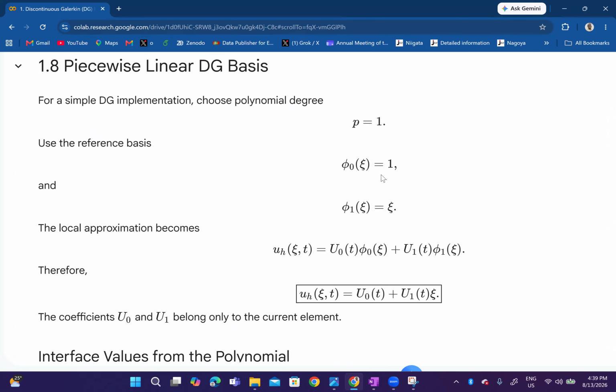If you then use the reference basis, phi naught of psi equals 1 and phi 1 of psi equals psi, then the local approximation becomes u sub h of psi, t equals u naught of t phi naught of psi plus u1 of t phi 1 of psi. Phi naught of psi is simply 1 here, so we just have u naught of t. On the other hand, you have u1 of t times phi 1 of psi, that's simply psi. So the coefficients u naught and u1 belong only to the current element.